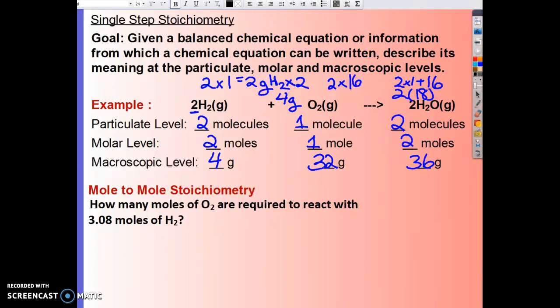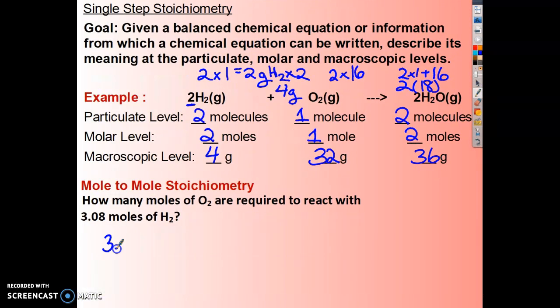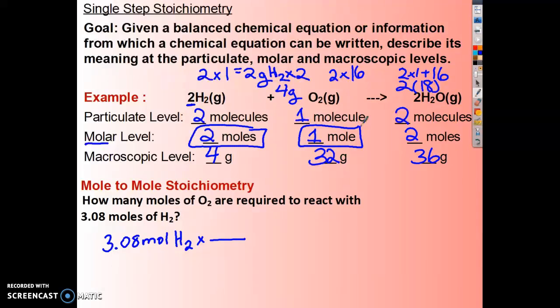So we're going to write it out with the mole ratio just like we saw before. So I'm going to take my 3.08 moles of H2 and I'm going to set up my mole ratio. So if I come up here to the molar level, which we need for mole to mole, we'll take the moles of H2, which are 2 moles, and the moles of O2, which is 1 mole. Those are the two things involved in our problem, moles of O2 and moles of H2.